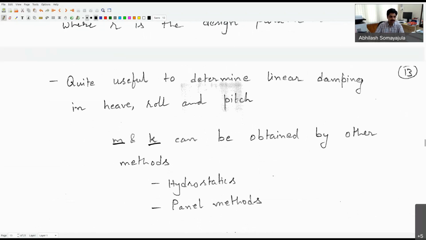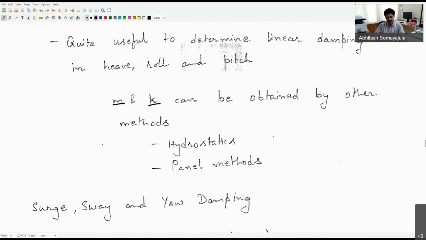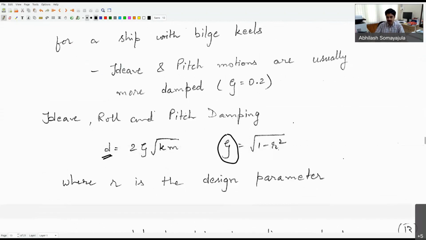And that can be used for our control system purposes, because we don't need a very high fidelity model when we are looking at the control system. We can get away with a reasonably moderate plant. Now this method works very well, where I specify a value of R, which gives me a damping ratio, which will give me the damping in heave, roll, and pitch.